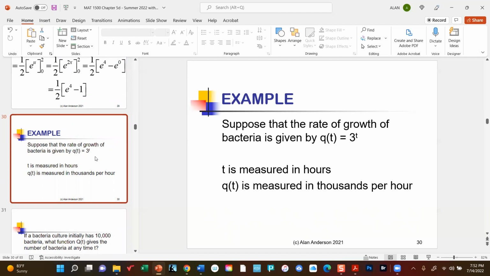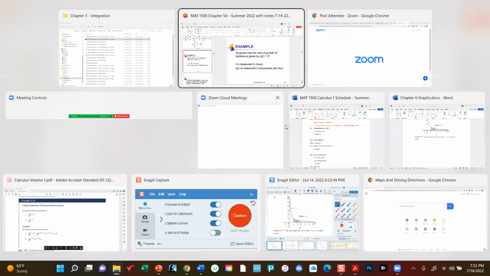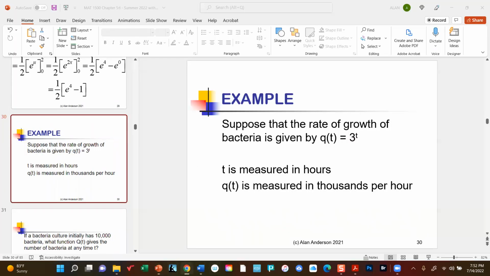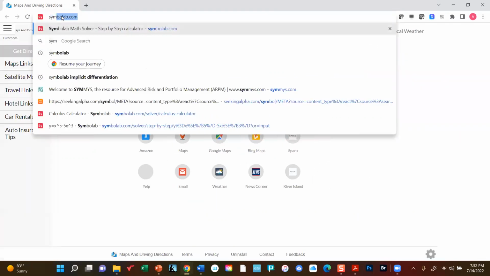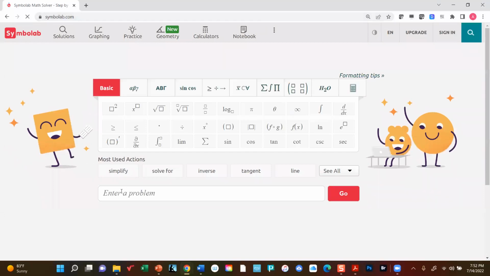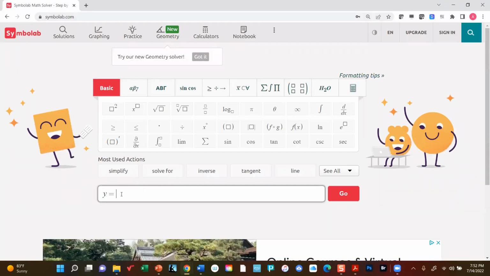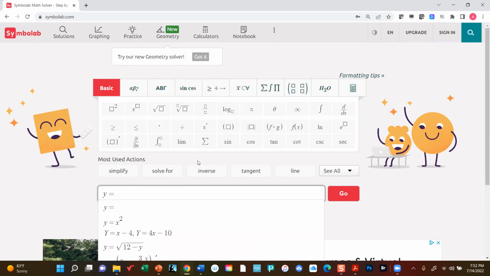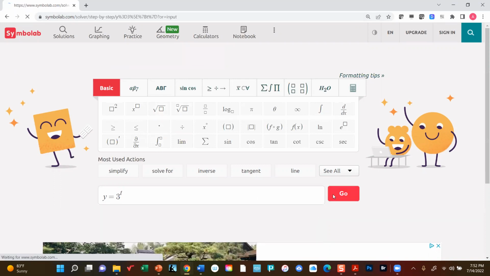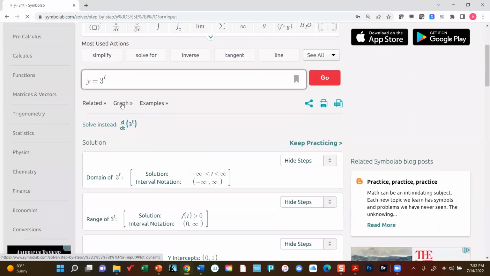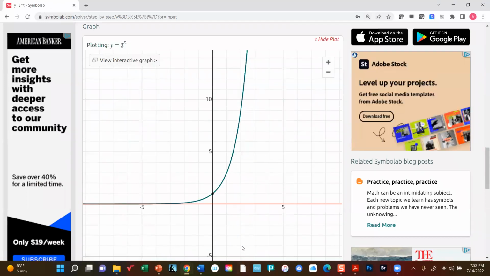Now, 3 to the T is a very rapidly growing function. In fact, we went to Symbolab. Let's see. All right, I guess it's not open. Hold on. Yeah, you see what's happening here. Once it gets going, it's really growing very quickly.